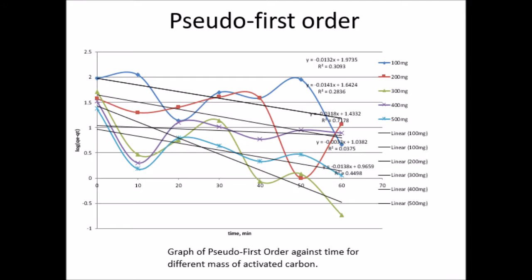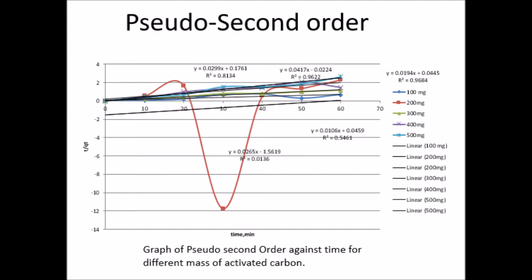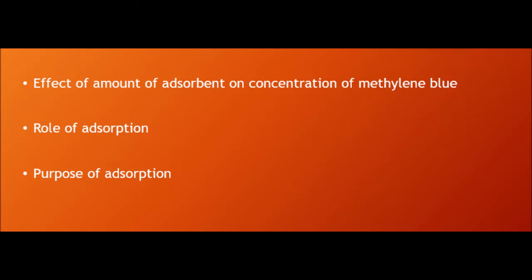Most of the graph follows the trend that has been explained, except some. This can be the cause of any error like human error or technical error, causing the data being very unstable or different than the others. In this experiment, the effect of amount of adsorbent, which is activated carbon, on the concentration of methylene blue was investigated, and it can be summarized that the higher amount of adsorbent used, the more adsorbate will be adsorbed.